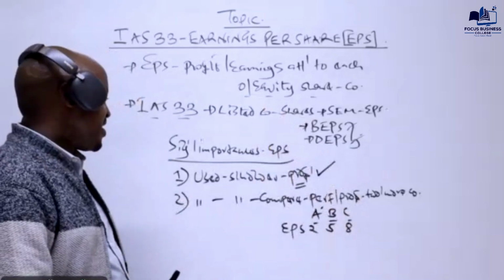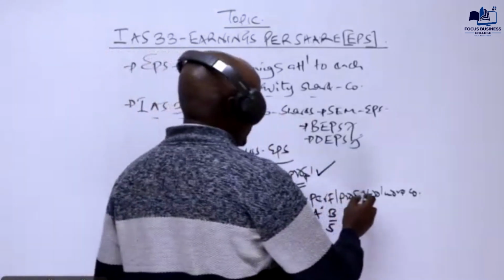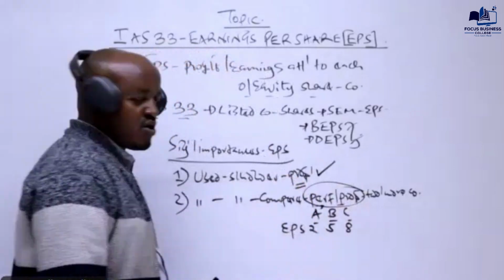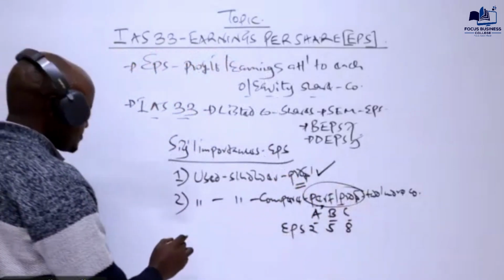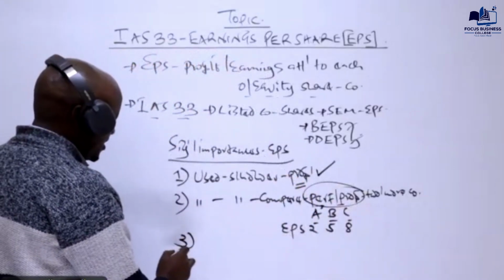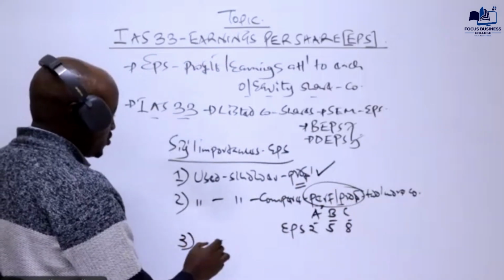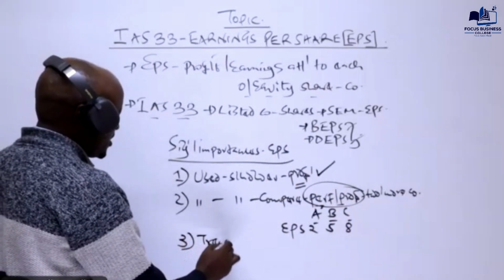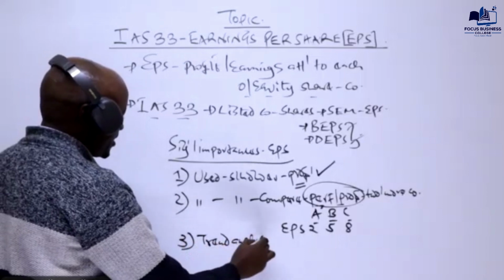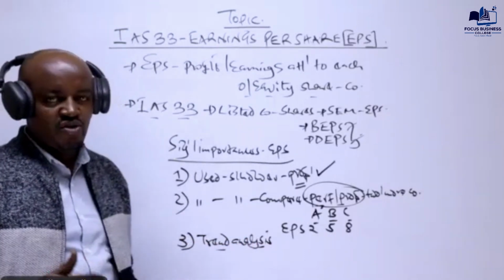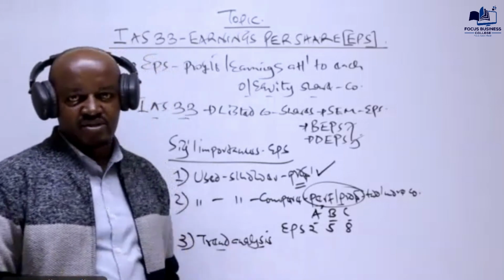So earnings per share here can be used by the shareholders of the company to compare the performance or the profitability of two or more companies within the same industry. Number three, the shareholders of the company can also use this earnings per share to do something called a trend analysis. When we talk about trend analysis, this is whereby you are comparing the performance of the company over a number of years.